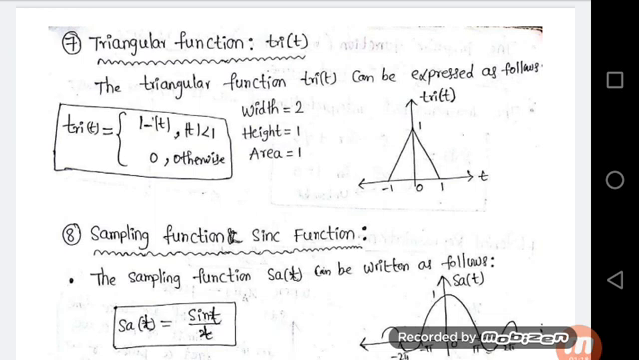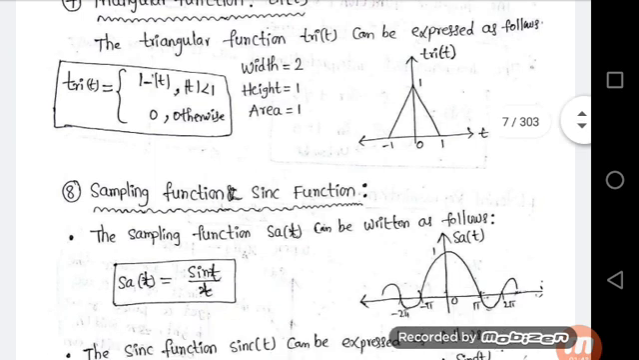The triangular function, tri of t, is equal to 1 minus mod t, where mod t is less than 1, and 0 otherwise. That means the triangular wave varies between plus 1 and minus 1.